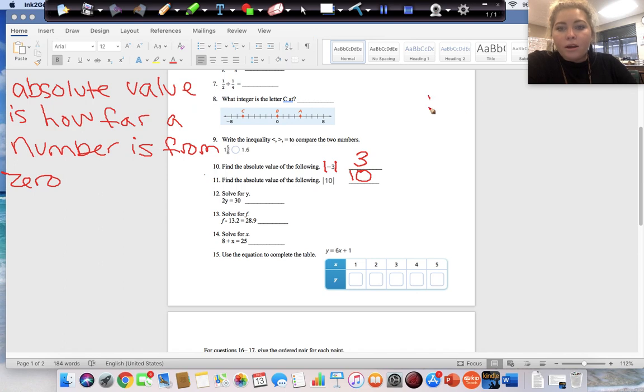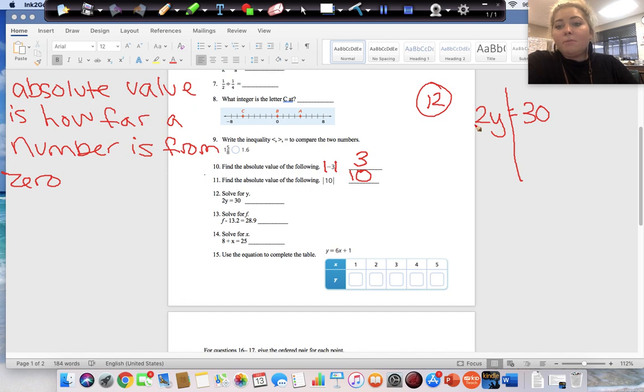Okay, so number 12, it says solve for y. We have 2y equals 30. Remember, when a letter or variable is next to a number, that means you're multiplying them. So right now, draw your line down from your equal sign.